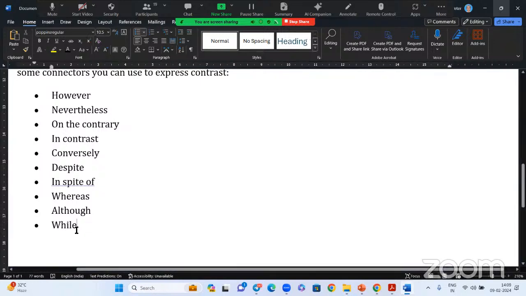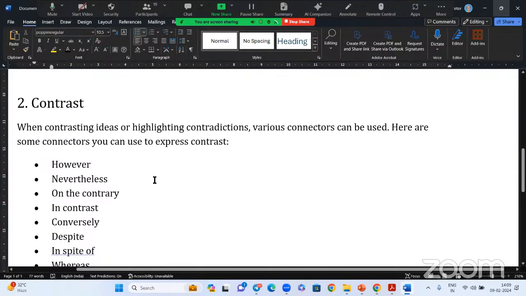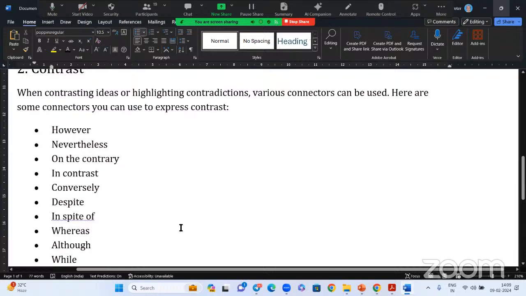So, while. Okay? So, although I told you, you did not do it. So, like that, these are contrasting words. How can you use this? Despite taking regular medication, his condition did not improve at a steady pace. So how to use these words? I'm going to teach you a number of things.